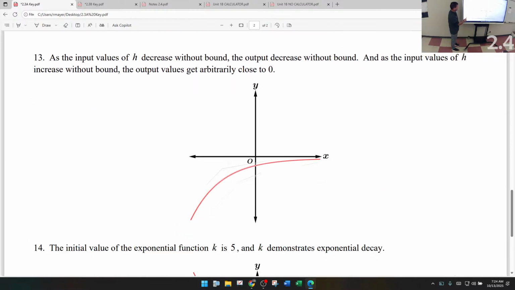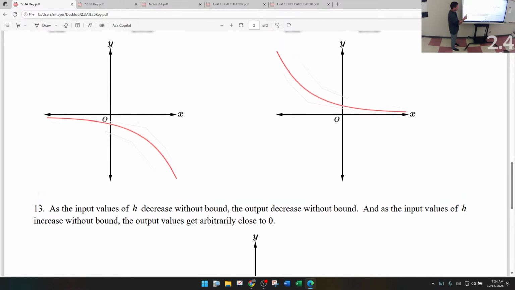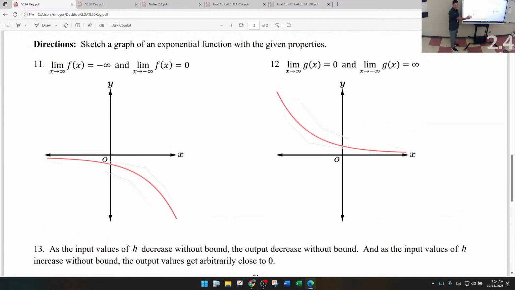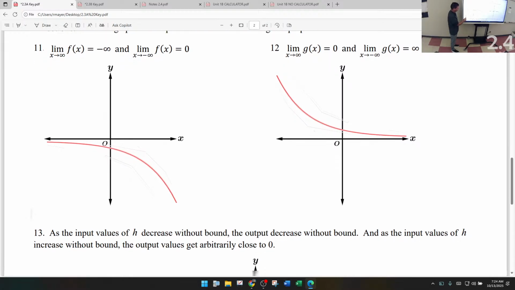Number 11, you just had to draw one. It could have looked like anything. It didn't have to be down below. It could have been anywhere. And same with number 12, it could have been anywhere. So you just had to draw basically an exponential decay and then a flip of an exponential growth.